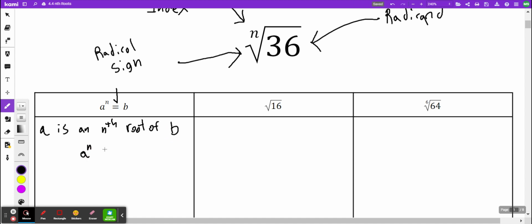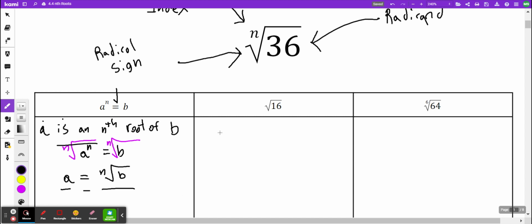We have a to the n is equal to b. Well, what does that mean? Well, I'm going to simplify for this a right here. And so the opposite of this power to the n is I'm going to find the nth root of both sides. If I do it on one side, I have to do it on the other side. So then these cancel out, and I'm left with a is equal to the nth root of b. Hey, wait a second. a is an nth root of b. Hey, it's just this thing that we just said right here.